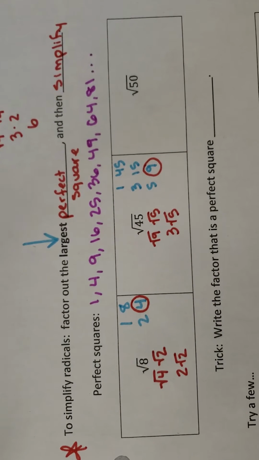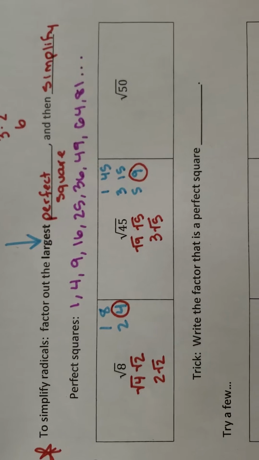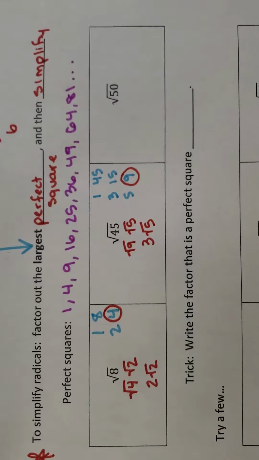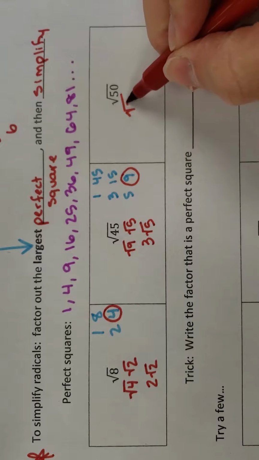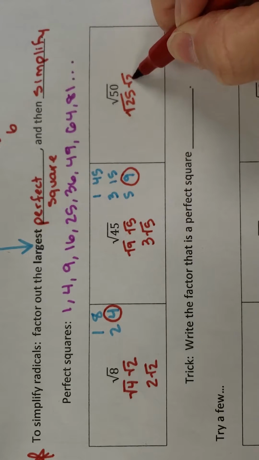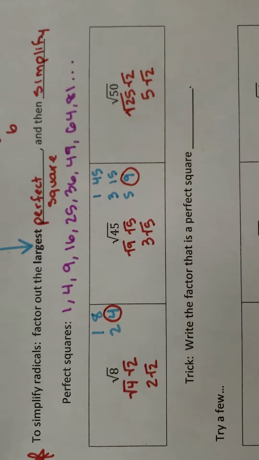And if you don't know them now, I'm sure by the time you've practiced this skill enough times, you will know them pretty well. So the largest perfect square that goes into 50 is 25 times 2. The square root of 25 is 5 square roots of 2.